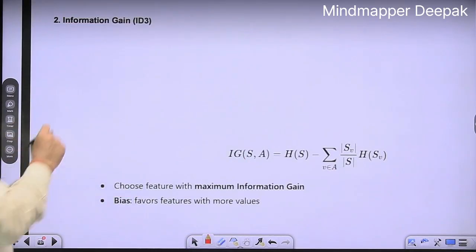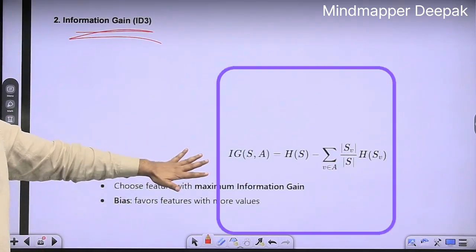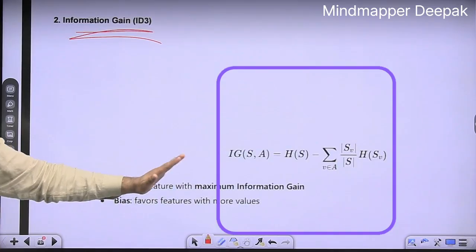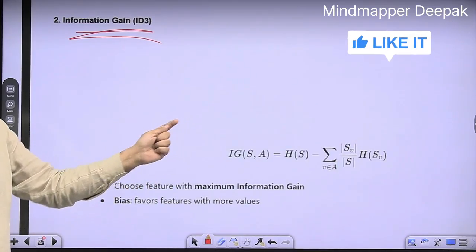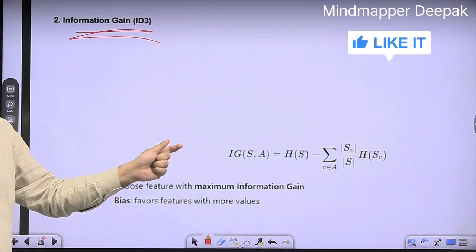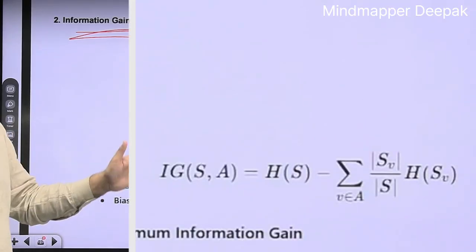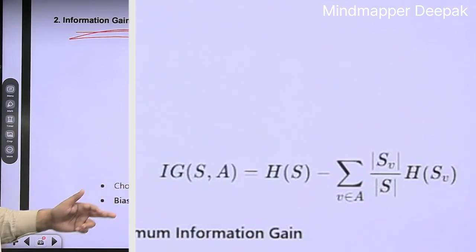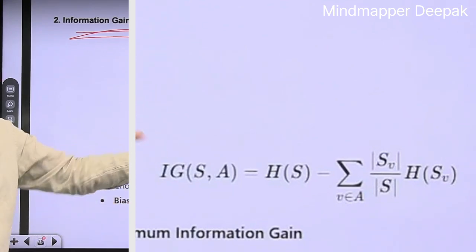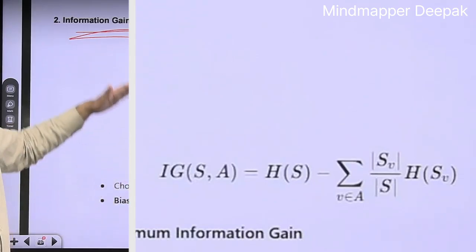Now, information gain, in short, it is the ID3. Information gain is simply IG(S, A), where you take the entropy of S and subtract the sum of |S_v| divided by |S| multiplied by the entropy H(S_v). So choose features with maximum information gain, and here we have considered the bias. Bias simply favors the features with more values. This is known as information gain.